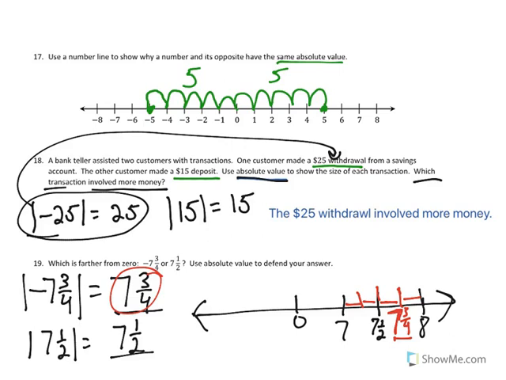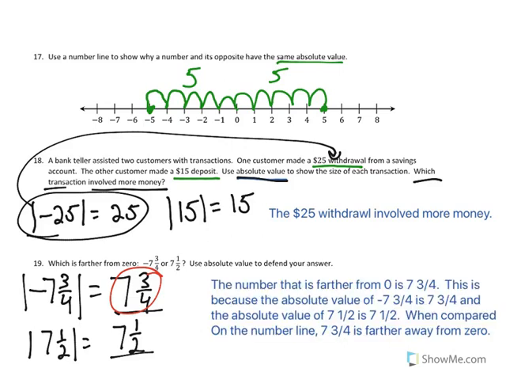And that's how you can determine which number is greater and less than as well. That's an area that people have still been struggling with. So one way you can say it is that the number that is farther from 0 is 7 3/4. And this is because the absolute value of -7 3/4 is 7 3/4, and the absolute value of 7 1/2 is 7 1/2. When compared on the number line, 7 3/4 is farther away from 0 than 7 1/2 is.